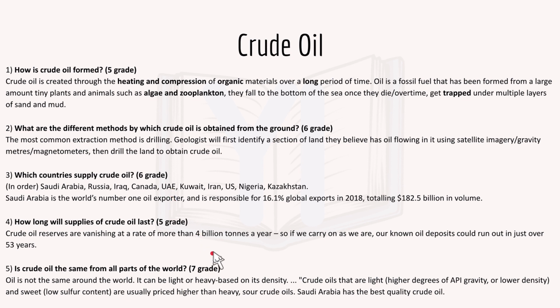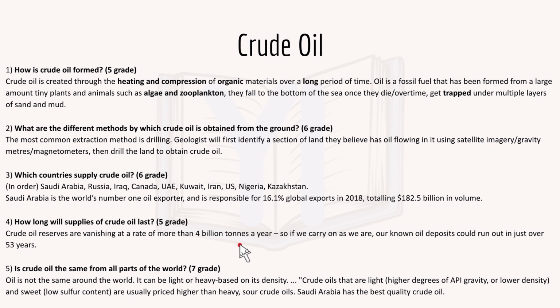And how long will supplies of crude oil last? Crude oil reserves are vanishing at a rate of more than 4 billion tons a year. So if we carry on as we are, our known oil deposits could run out in just over 53 years. So we have to switch to renewable energy like solar, electricity, or tidal and wind.